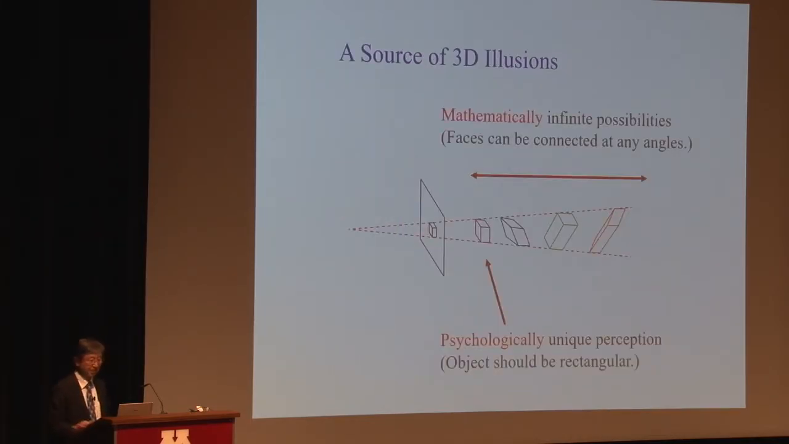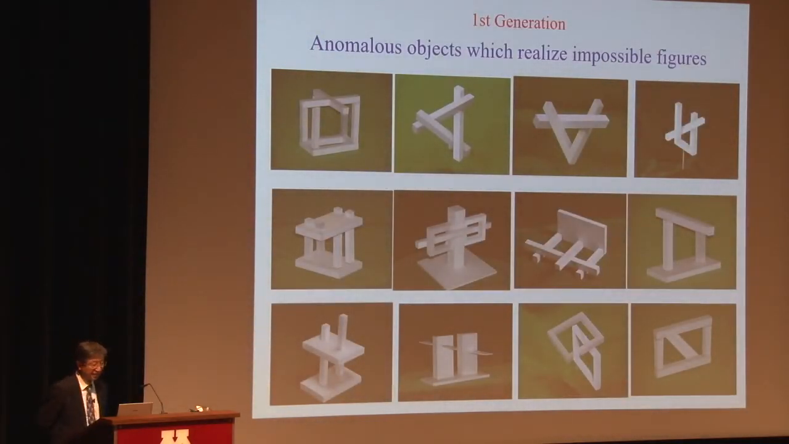That is my understanding, so that this kind of 3D illusion occurs from the interaction of two things. One is a mathematical fact that if we are given the picture and the viewpoint, there are infinitely many solutions which give the same picture. On the other hand, from the psychological fact, when we see pictures, our brains perceive some restricted range of objects, such as a rectangular object and so on. This gap makes the main source of the 3D illusion. That is what I understand.